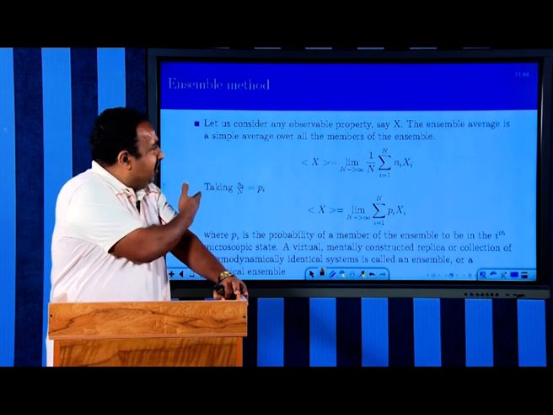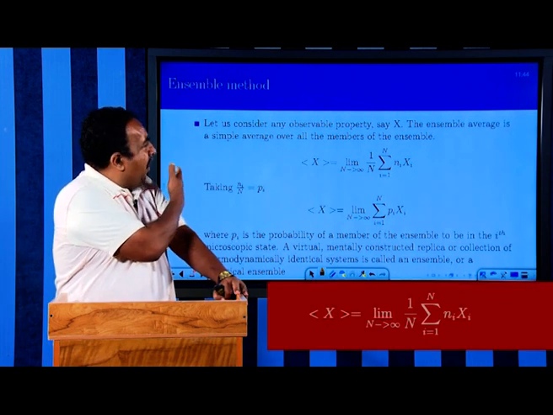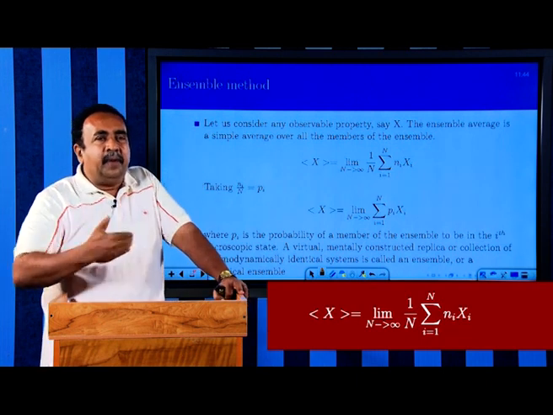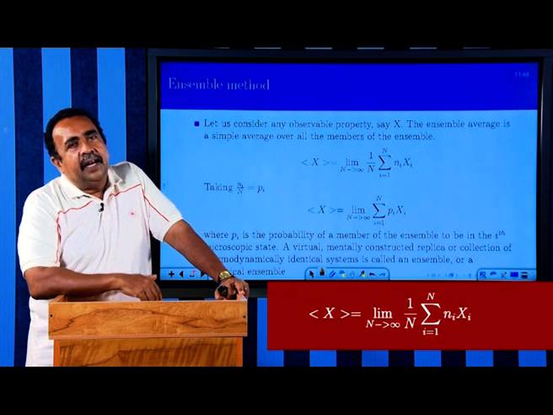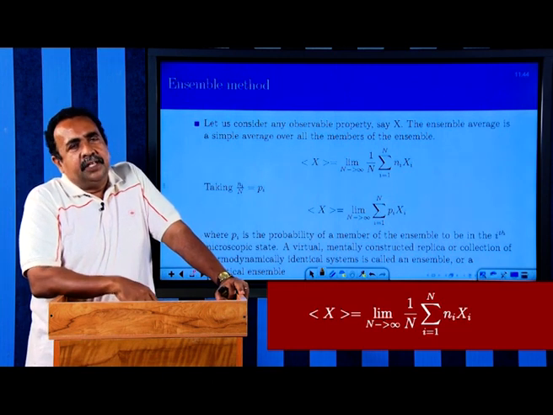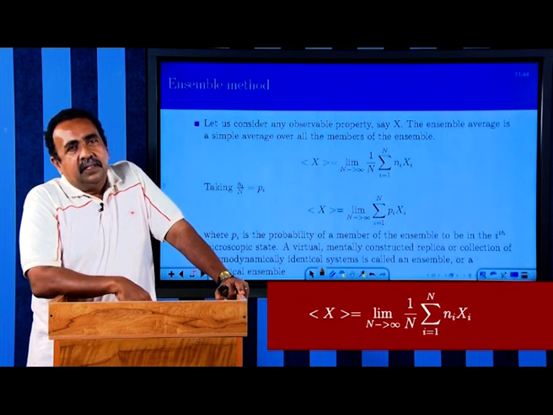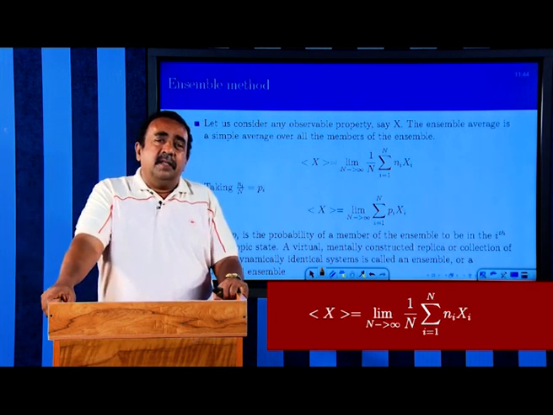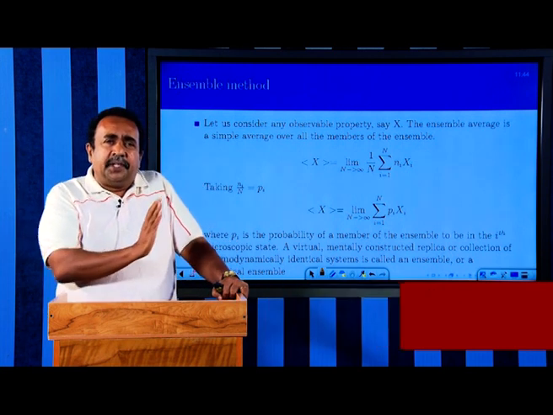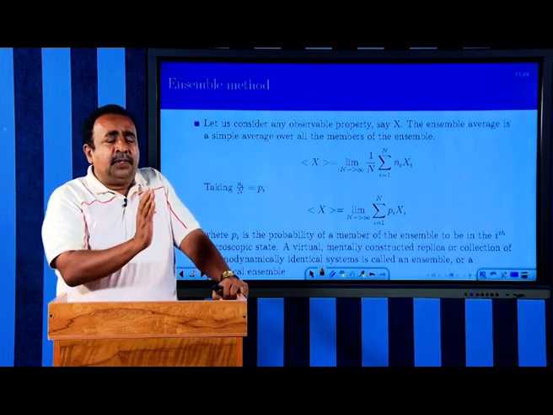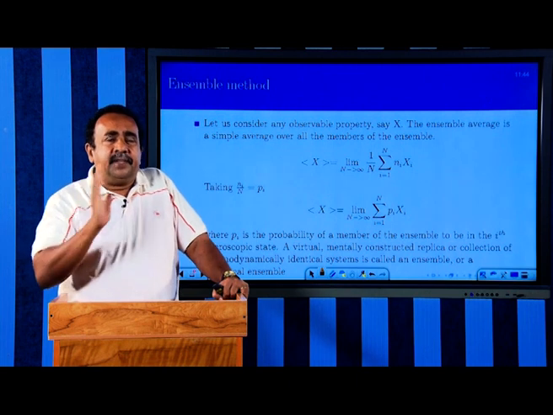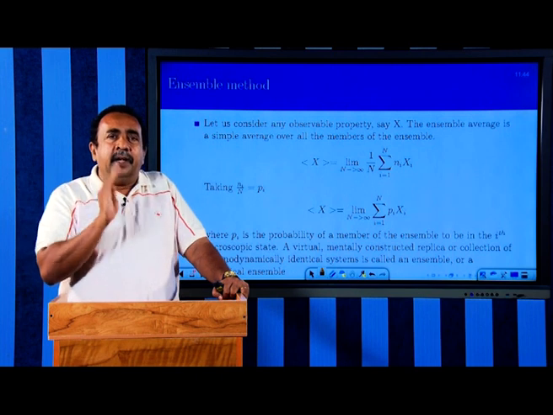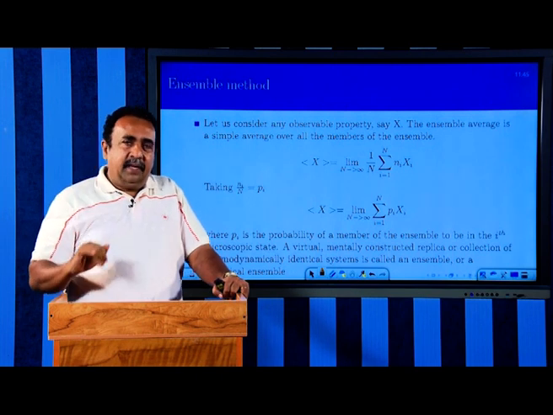That is, in general I will be able to write any average as average of x is equal to 1 by n sum over ni xi. I am replacing energy by another variable, that is x. That n is outside the summation. What Gibbs did is he took the n inside the summation.